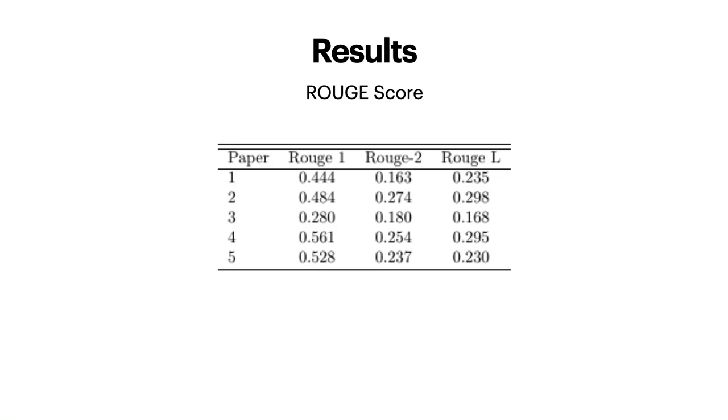ROUGE-L, which measures longest common subsequence similarity, achieved strongest performance on papers 2 and 4. This indicates stronger overall structural similarity to the reference summaries. Overall, papers 2 and 4 consistently achieved the highest ROUGE scores across all metrics, while paper 3 shows the weakest performance.